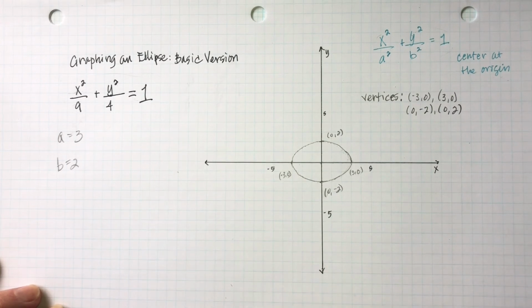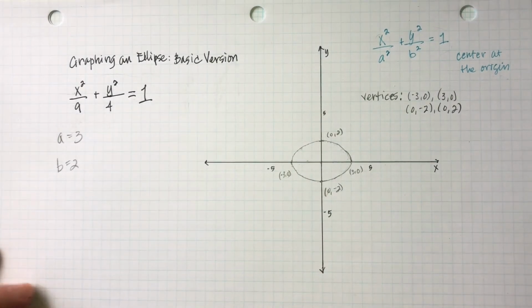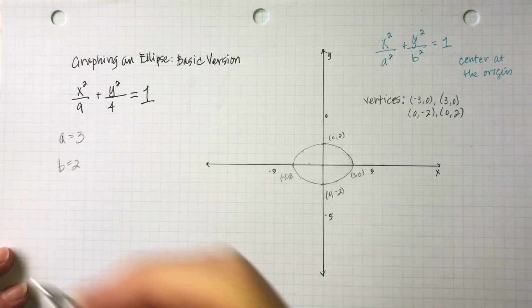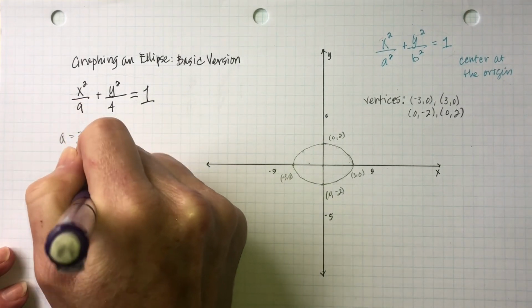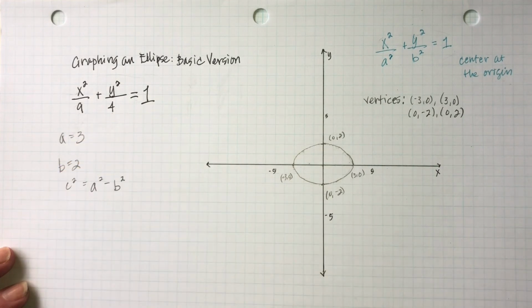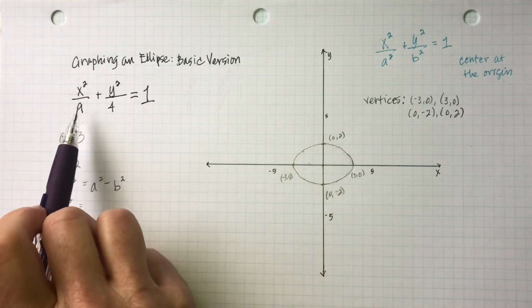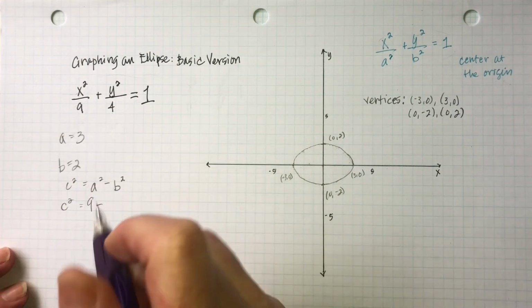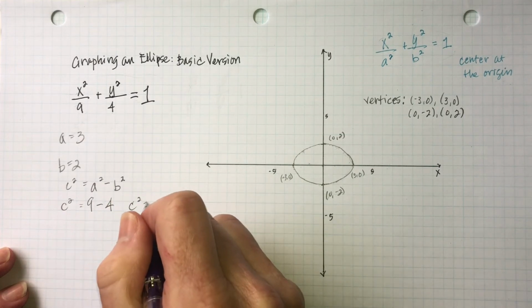Now, we're not quite done yet. There's one more thing we need to take into account, and that is the foci. So how do we find the foci? Well, we use a handy equation, c squared equals a squared minus b squared. So c squared, well, we've got our a squared here, 9, minus our b squared, which is 4. So c squared equals 5.